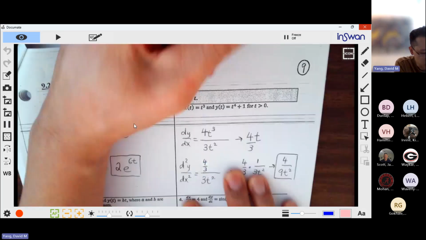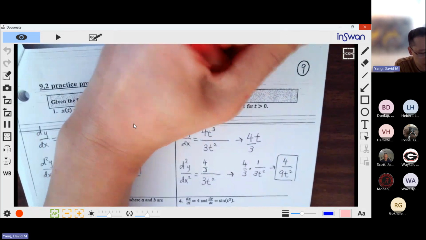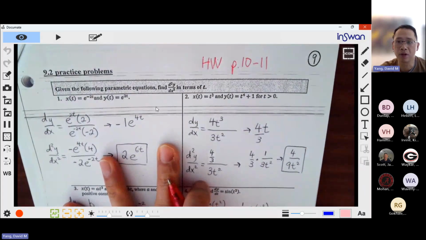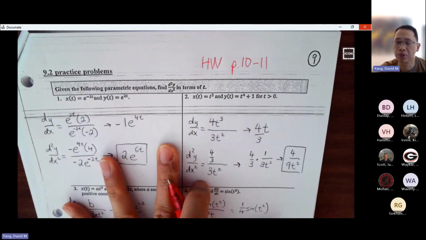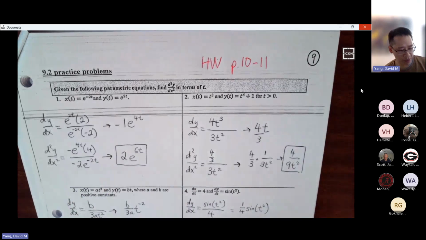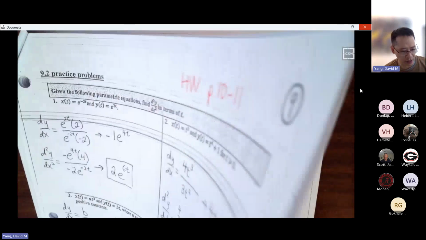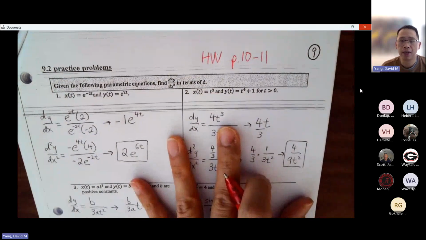Okay, the homework for this section is just pages 10 and 11. I realize that we're not able to quite do the 9.2 AP practice because it requires knowledge about arc length, which we'll cover tomorrow.